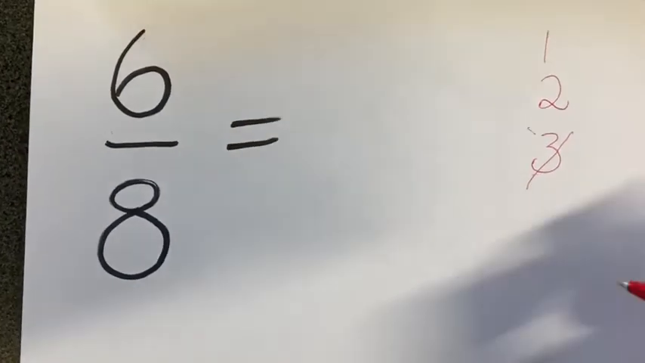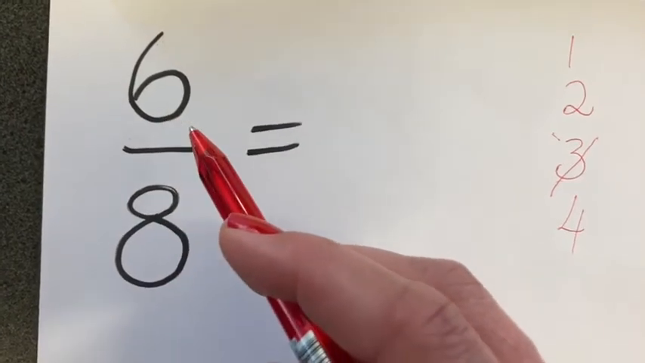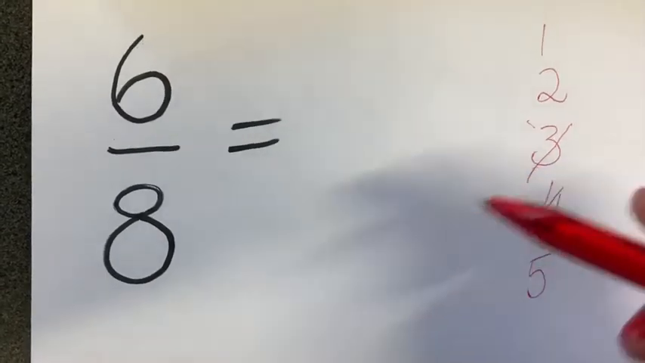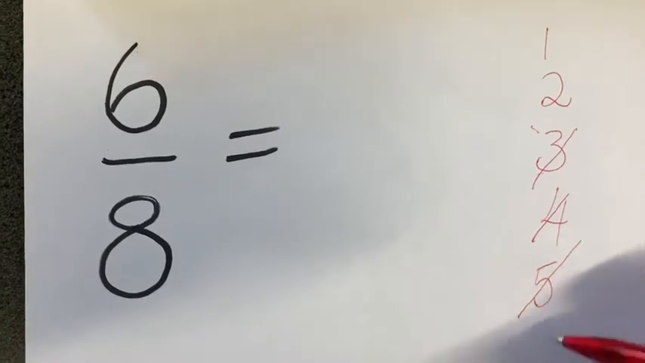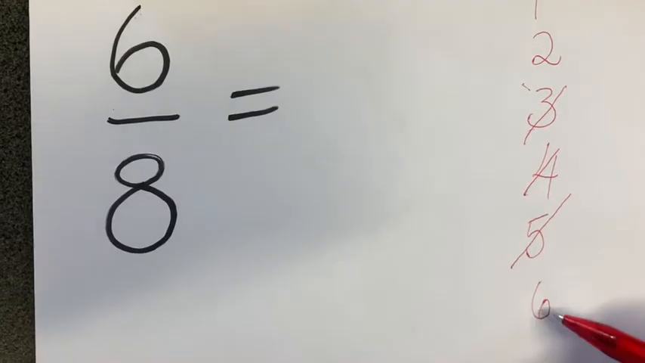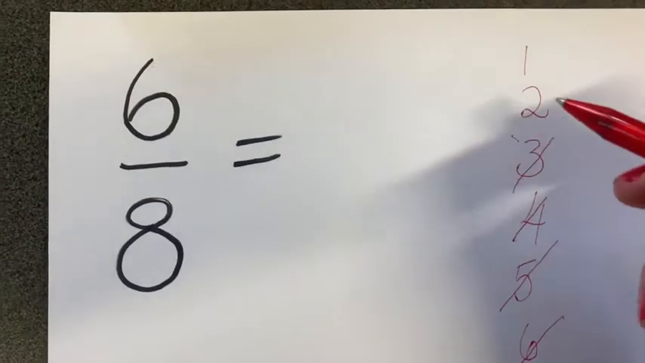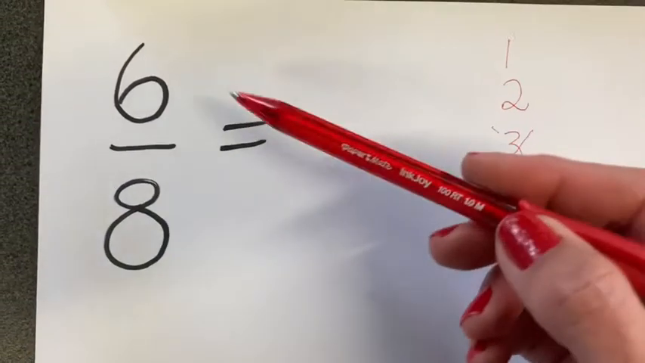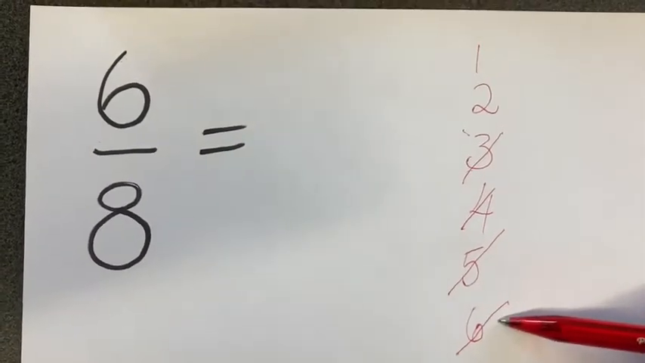Can we use 4? Can 4 go into 6? No, because there would be a remainder 2, but it can go into 8, so we can't use that. Can we use 5? 5 goes into 6 once with a remainder, so we can't use 5. Can we use 6? 6 can go into 6 without remainders, but 6 can't go into 8 without a remainder. How we know where to stop is we stop on the lowest number. So 6 was the lowest number, so we stop there.